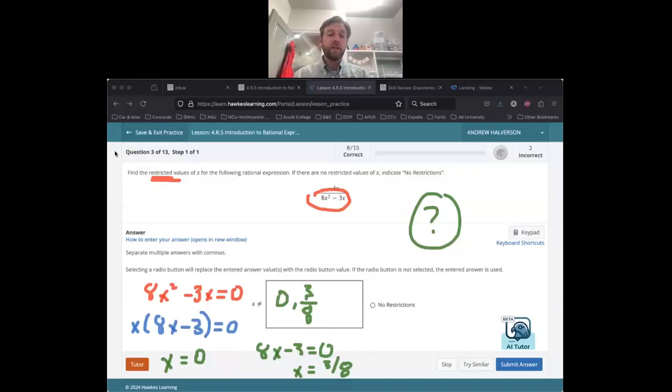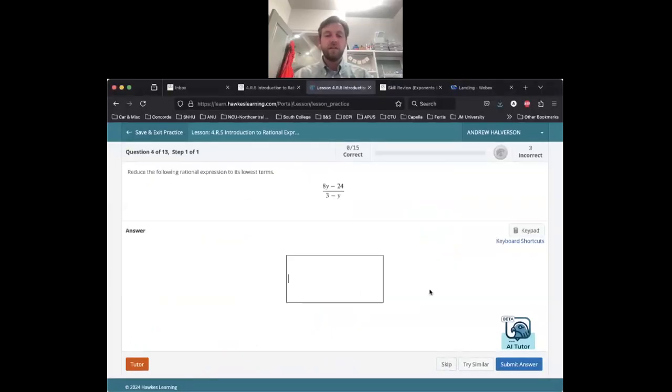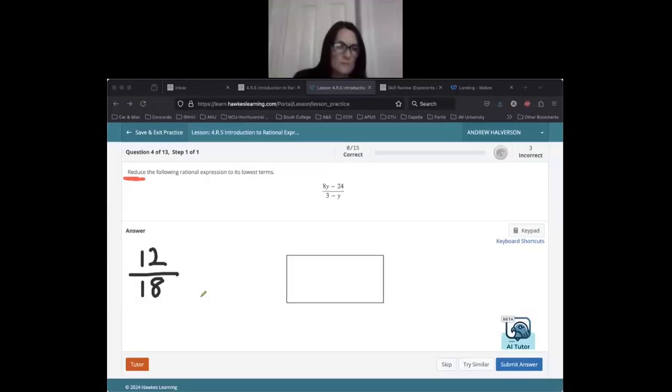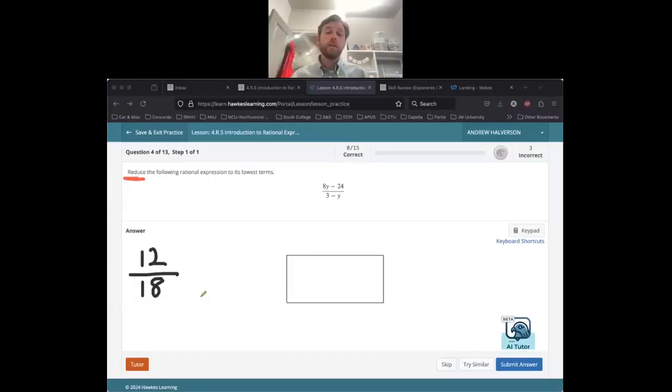Okay, reduce. When this says reduce, think of it kind of like a fraction. Let's go back to fractions. If I have the fraction, say 12 over 18, how do we reduce a fraction? Just when we were all the way back in the first week of the class, how do we reduce a fraction? You find the least common multiple.